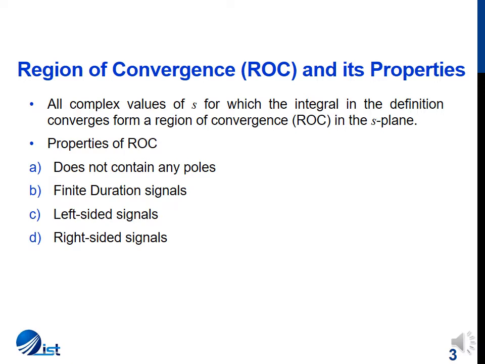A right-sided signal is a signal which starts at or after time t equal to 0, and a left-sided signal is a signal which exists for time less than 0. A two-sided signal exists over a range of time covering negative time values as well as positive time values. So if the signal f of t is a two-sided signal, then the ROC is a ring bound by the poles. We discussed that the ROC is a connected region, so it must always be connected.